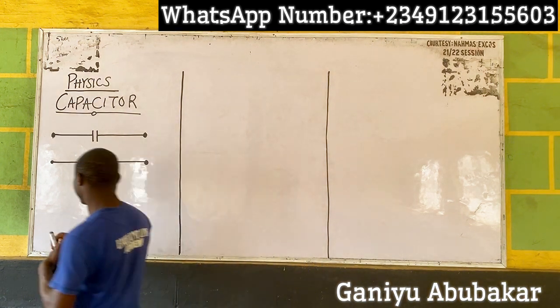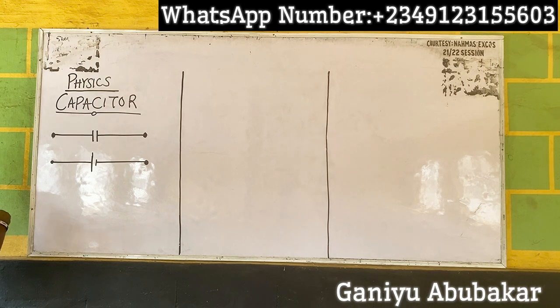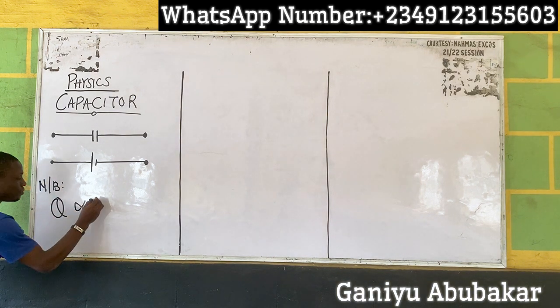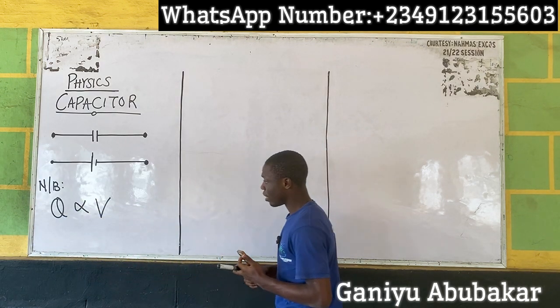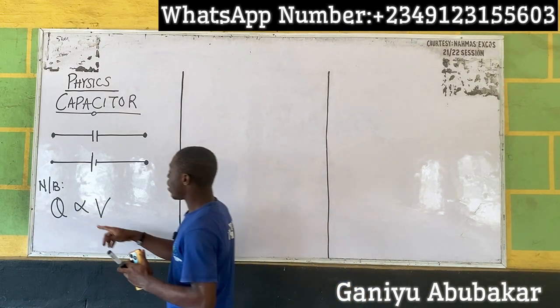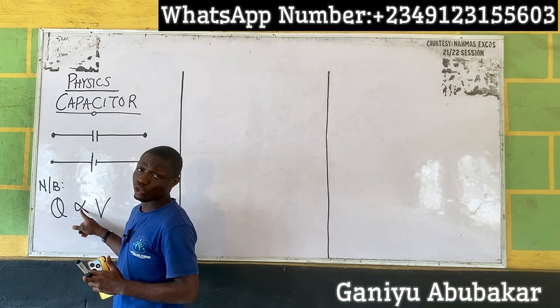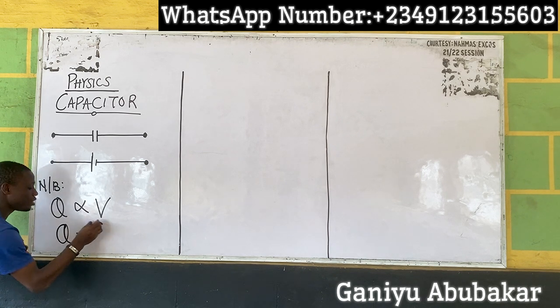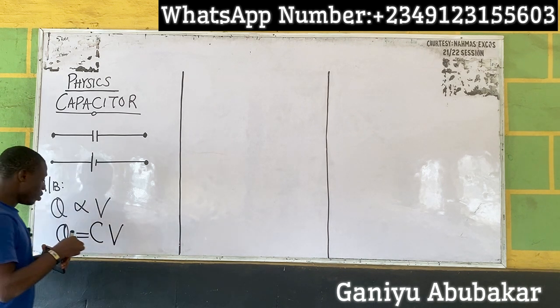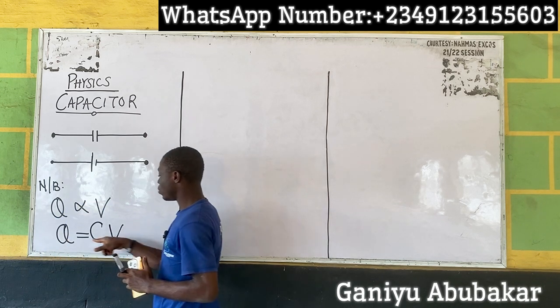That is, I'm saying that Q is directly proportional to potential difference, that's V. So if this is true, I'll have to take off the proportionality sign and introduce a constant. Instead of K, my constant here becomes C. So it becomes Q equal to CV.